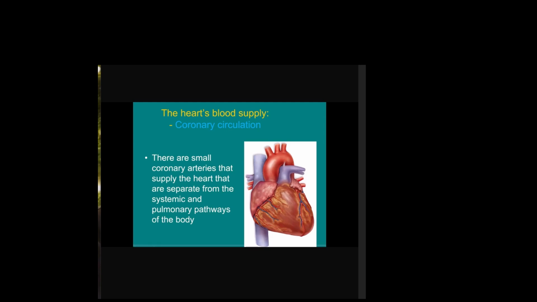I said you have circulation, the heart pumping blood throughout the rest of the body and to the lungs, but the heart itself also needs blood. The cells that make up the cardiac muscle, the cardiac myocytes, also need blood to give them the nutrients and the oxygen they need and to remove the waste. So you have coronary arteries and coronary veins that feed the heart muscle itself.